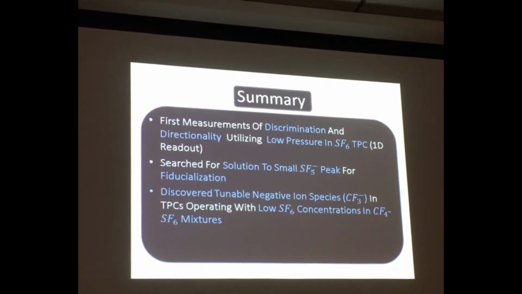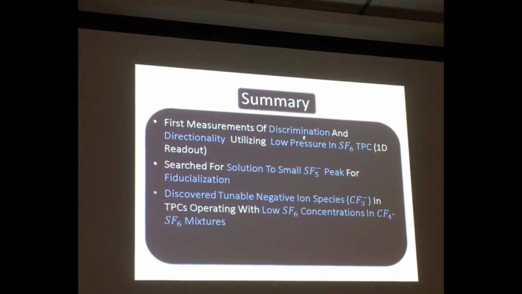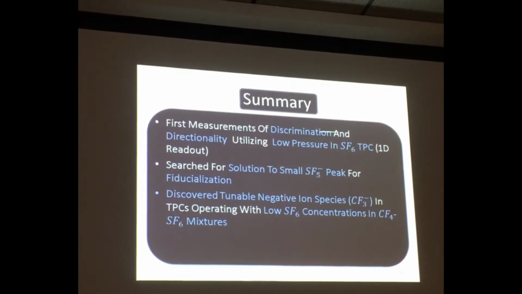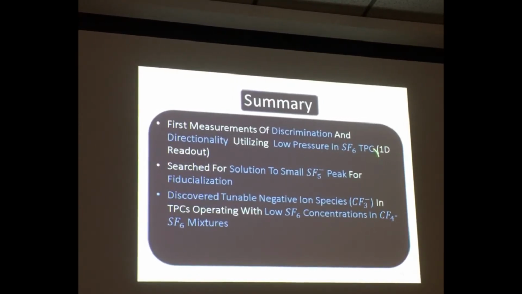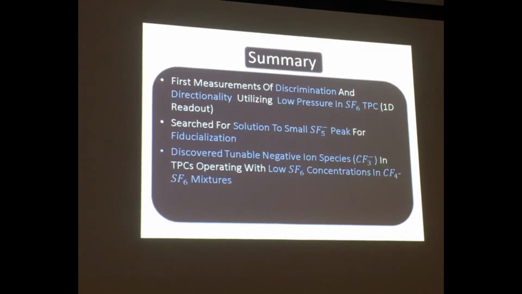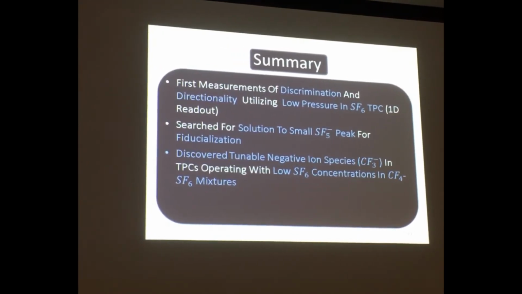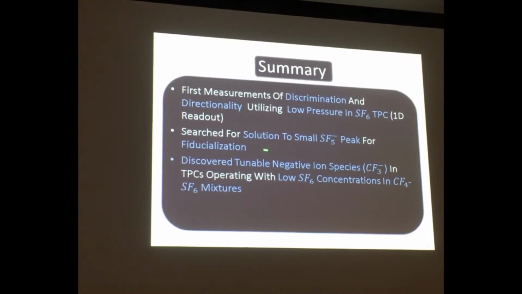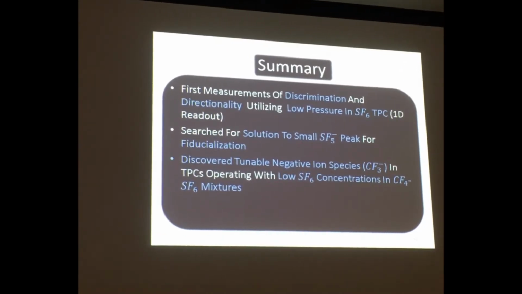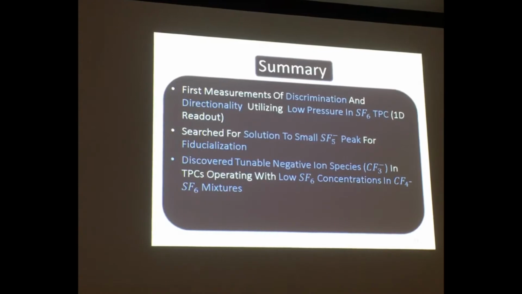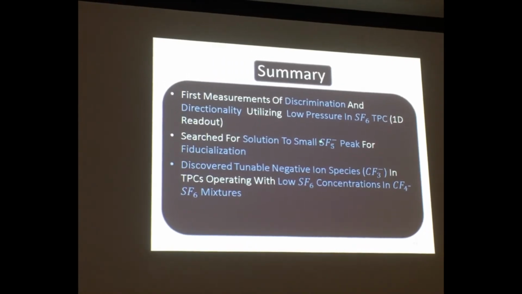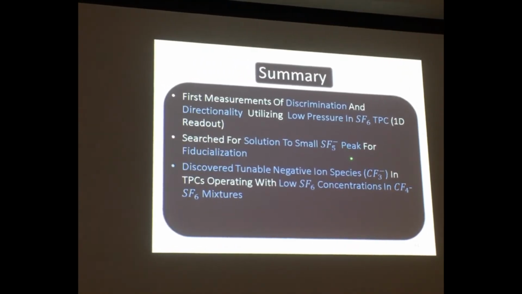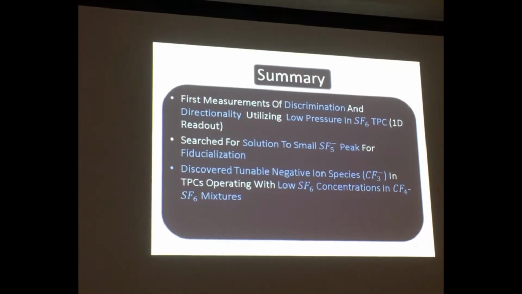And here's the summary. So the first thing I talked about was discrimination and directionality in a low pressure SF6 TPC using a windy readout, reading the signal out in the drift dimension. And then I talked about how in SF6 there was low fiducialization efficiency due to this small SF5- peak, and we did work toward enhancing that.